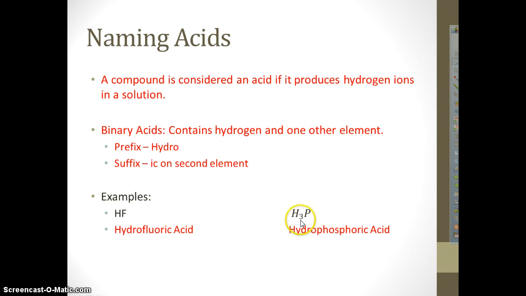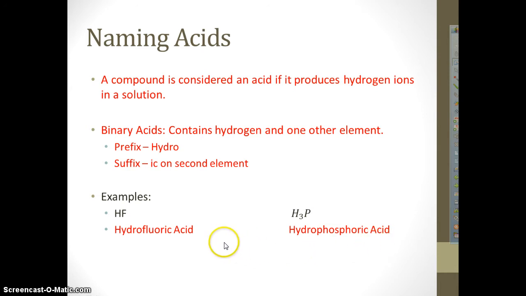This over here, we don't have to do anything with the numbers or the amount of atoms that we have. So no prefixes like we had for the binary molecules. I just have to know this is hydrogen, so I put hydro, and then this is phosphorus, so I say phosphor, and instead of the us, I attach an ic at the end. So this would be hydrophosphoric acid.